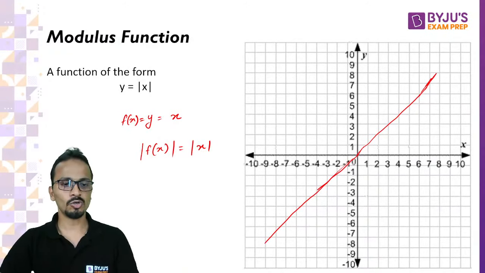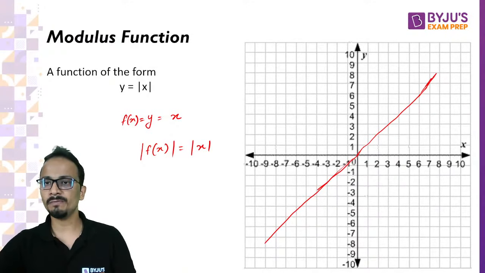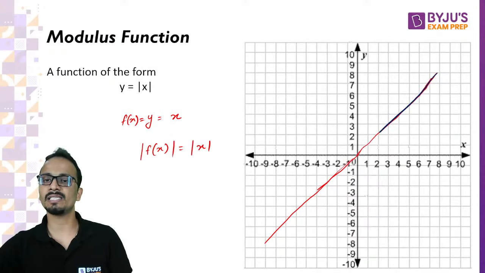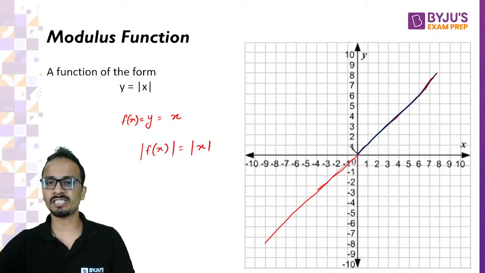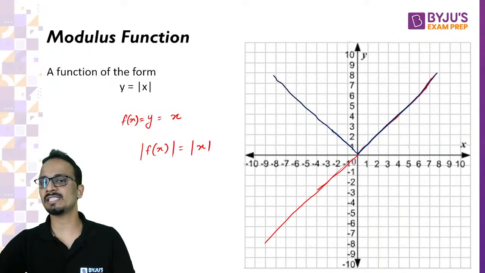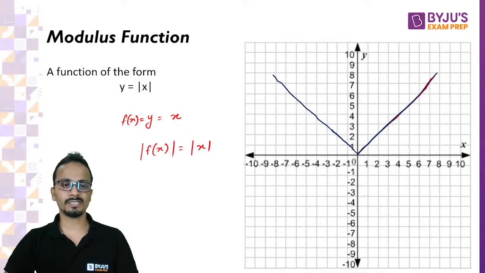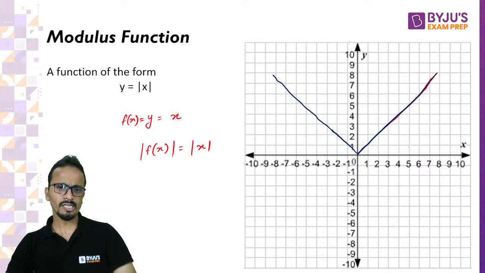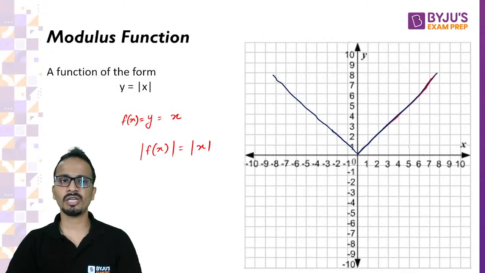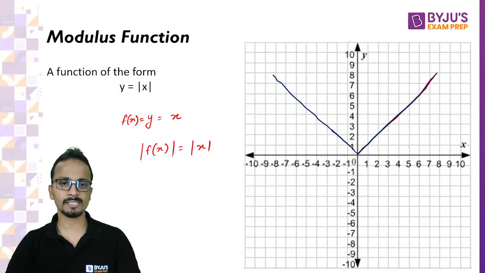Okay, so the new graph will be, this portion will remain as it is, and the portion which is below x-axis will be reflected, will be removed, and it will come above x-axis, and the graph will be like this. So the final graph will be like this, right? So it will be a V-shaped graph, you can say that. Okay, so this is something general about y equal to modulus x.